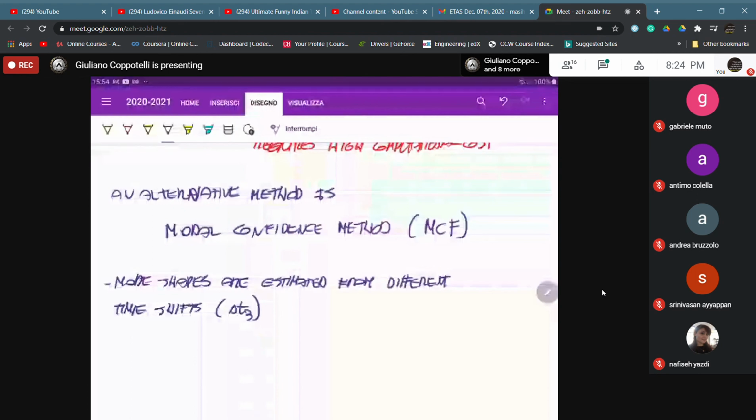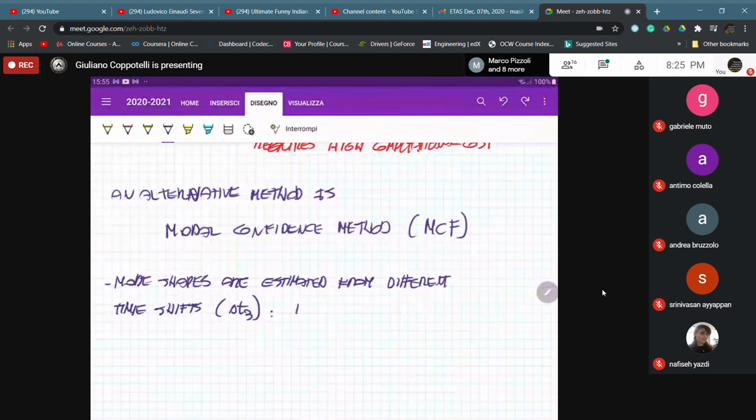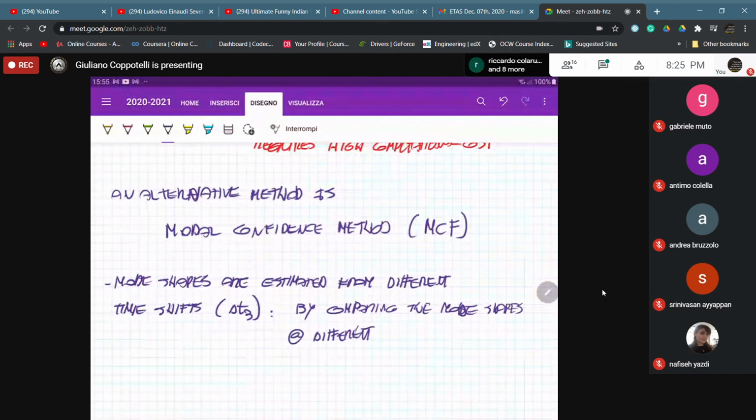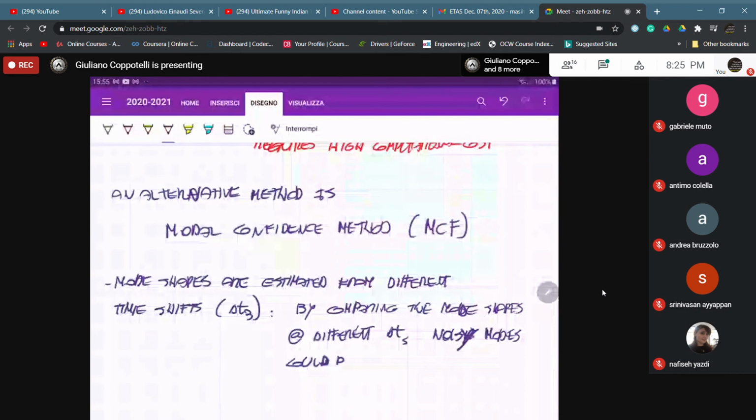by comparing the most shapes that are different delta T's, okay, noisy modes could be identified. Okay, so that is the approach.